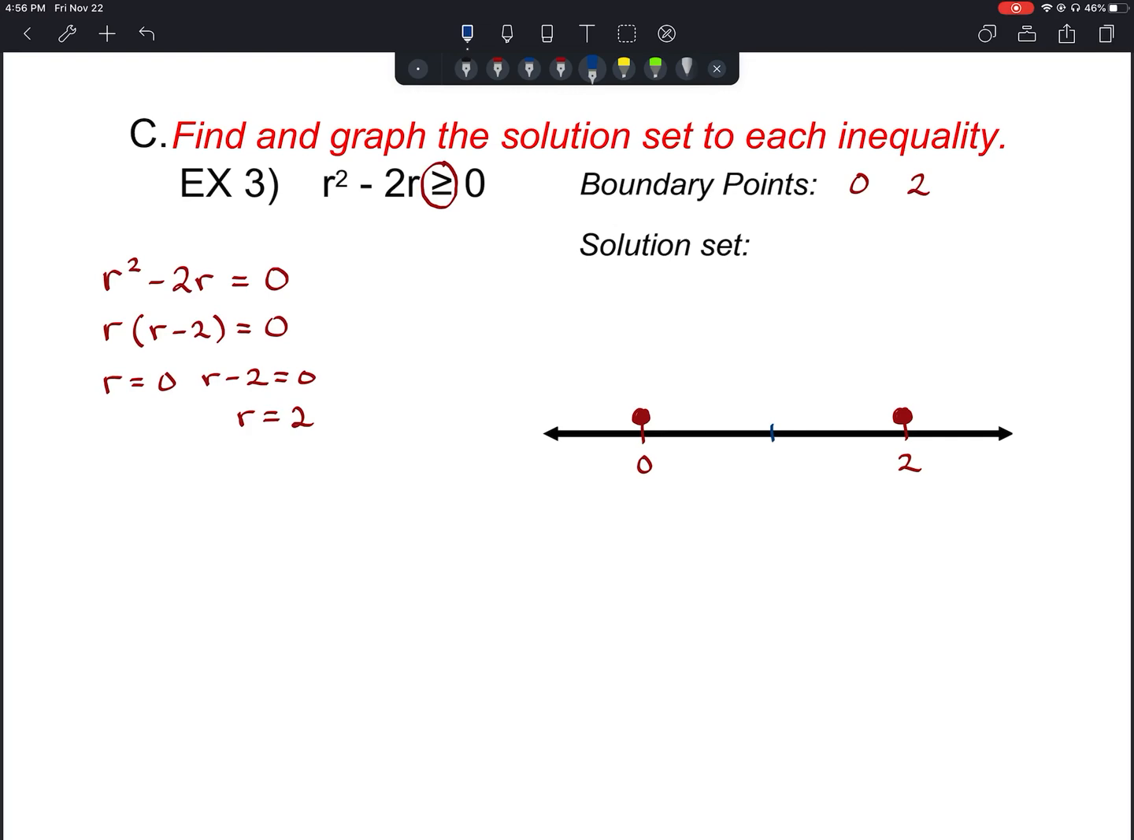And then we're just going to choose values again. We'll say 1, maybe -1, and 3. When r equals -1, I'm going to say -1 squared minus 2 times -1 should be greater than or equal to 0. Well, we get 1 plus 2. That gives us 3, which makes that a true statement. 3 is greater than or equal to 0, which means if that is going to work, then chances are our 3 is also going to work. Let's go ahead and try that one.